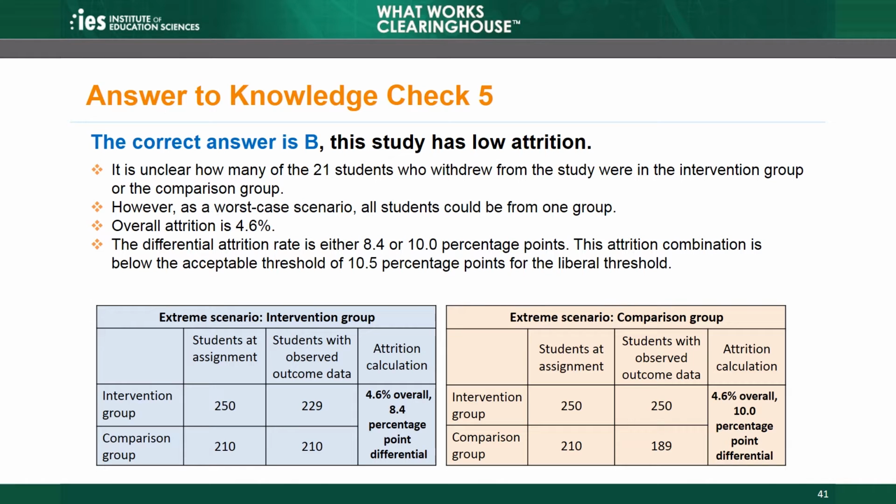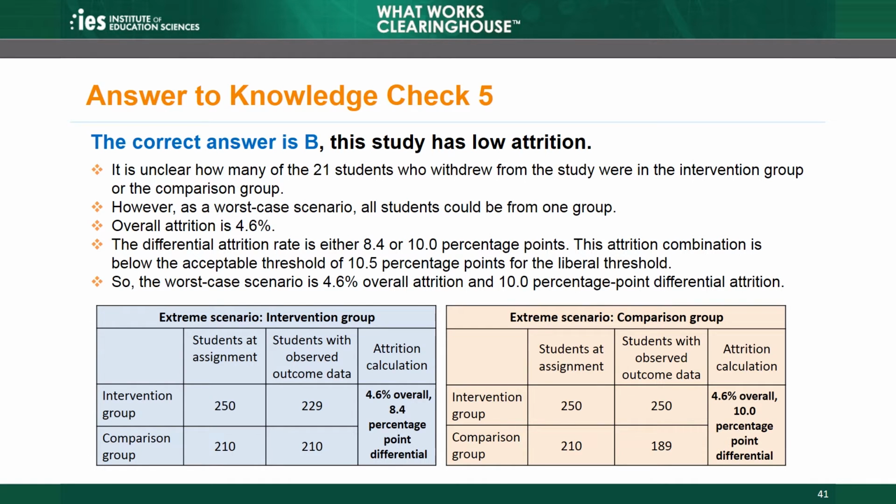If we assume that all 21 students were in the intervention group, we find differential attrition is 8.4 percentage points. If we assume that all 21 students were in the comparison group, we find differential attrition is 10.0 percentage points. Using the worst-case differential attrition result of 10.0 percentage points, the study has low attrition under the liberal threshold.